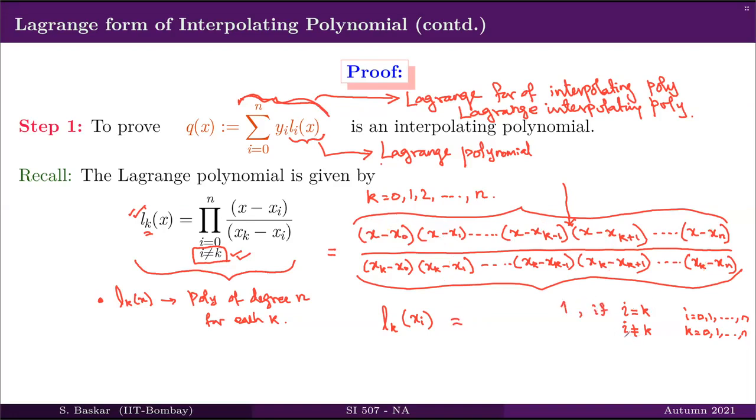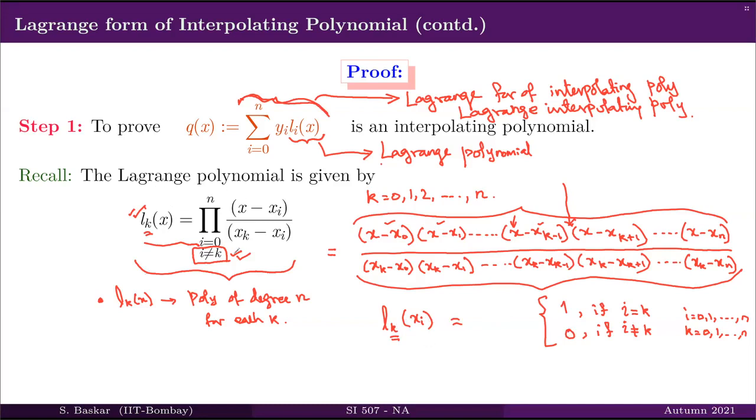Now coming to the next case, what happens if i is not equal to k? Then you can see that this i will be one among these terms, right? Because here you involve all the terms other than k. If i is not equal to k, then that xi, which is supposed to sit instead of x here, will make one of these terms 0, right? And therefore, the entire polynomial will become a 0 polynomial, right? So that is how Lk of xi will look. So this is in general a polynomial. When you substitute one of the node points, then depending on whether that node point index coincides with the polynomial's index k, in that case you will have the value of the polynomial as 1. If i doesn't coincide with this k, then you have 0.